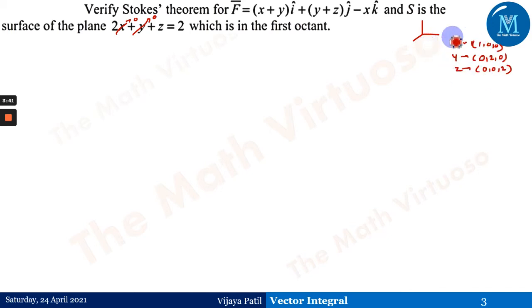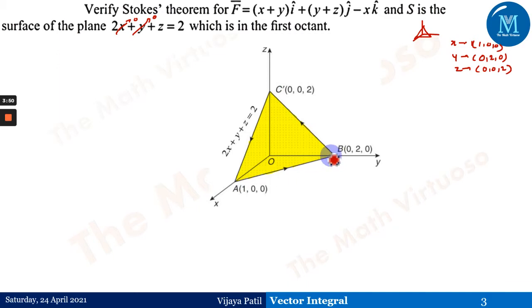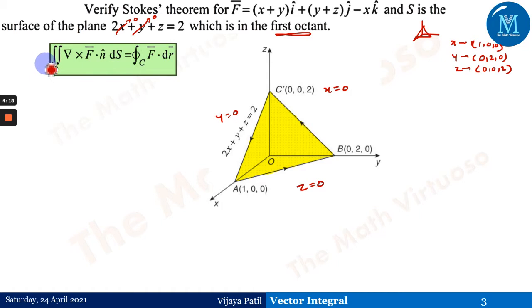If you draw these points and join them, you get a surface like this. This is the surface in the first octant. What do we mean by the first octant? This is the Z and Y axis plane, that is X equals 0, this is the X and Y plane, that is Z equals 0, and this is the Z and X plane, that is Y equals 0. So this particular surface lies in the first octant, lying between these planes. And this is the Stokes theorem statement as we have seen here.